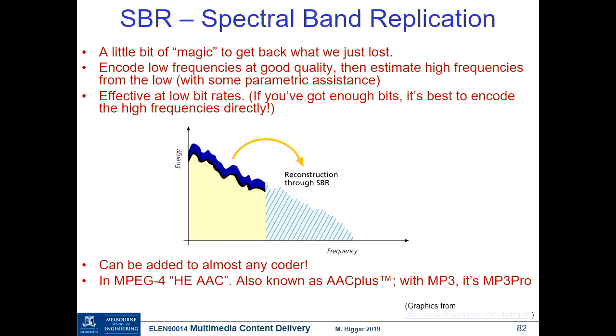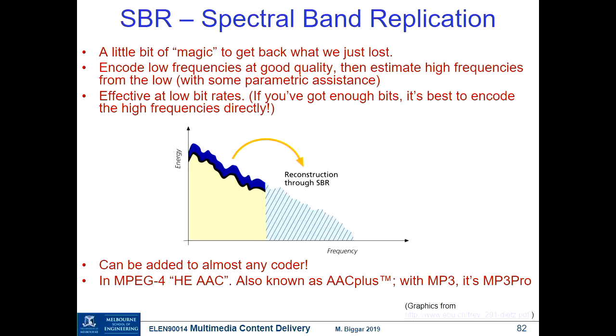Pardon? Prediction. Effectively, it's prediction. Yeah, that's right. We use the low frequency spectrum to predict the high frequency spectrum. So what I'm describing here is a little bit of magic to get back what we've just lost by filtering out the high frequencies. It's magic because we've lost it, but we can estimate the high frequencies from the low with some parametric assistance.